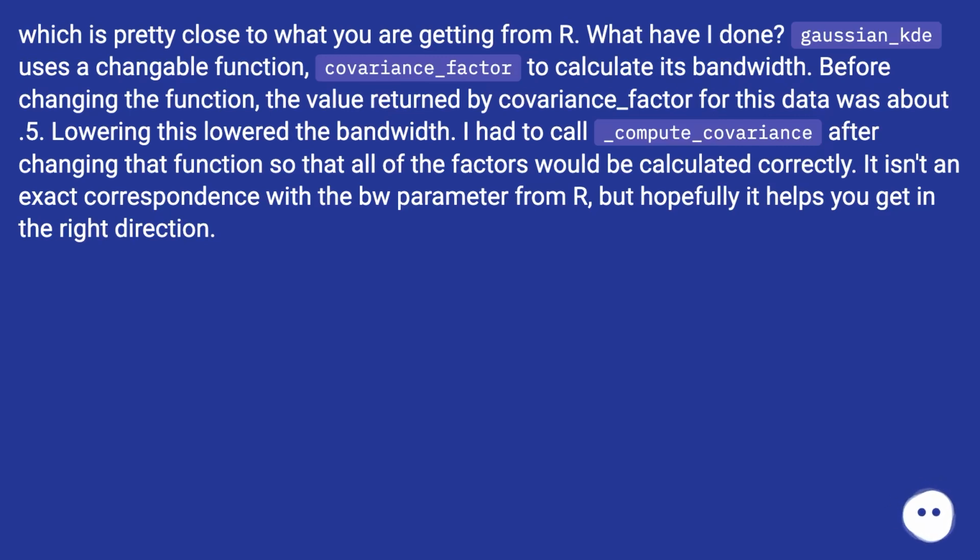What have I done? Gaussian_KDE uses a changeable function, covariance_factor, to calculate its bandwidth. Before changing the function, the value returned by covariance_factor for this data was about 0.5. Lowering this lowered the bandwidth. I had to call _compute_covariance after changing that function so that all of the factors would be calculated correctly. It isn't an exact correspondence with the BW parameter from R, but hopefully it helps you get in the right direction.